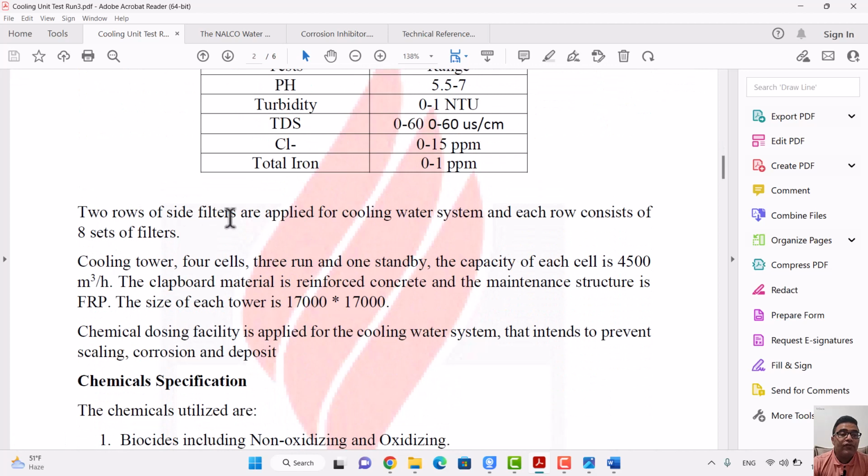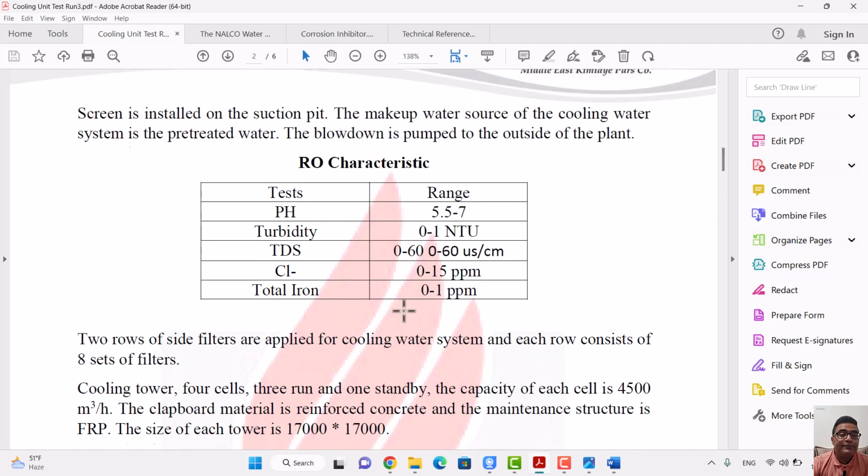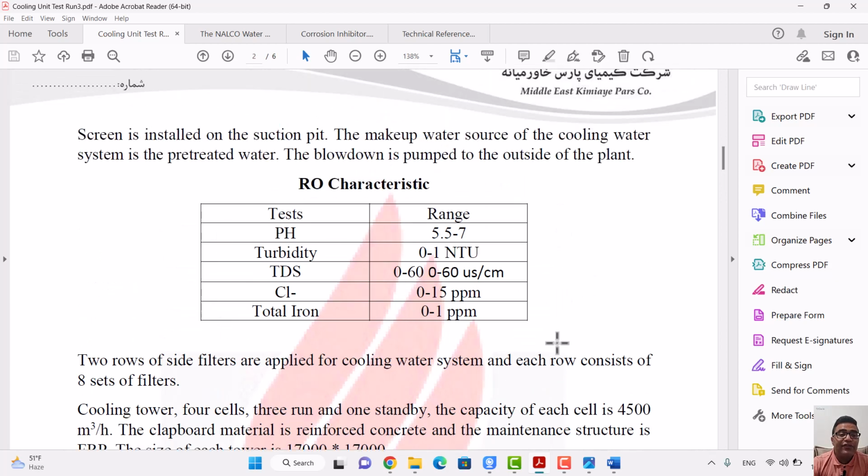Two rows of side filters are applied for the cooling water system, and each row consists of 8 sets of filters. Cooling tower, 4 cells, 3 run and 1 standby. The capacity of each cell is 4,500 cubic meter per hour. And these are the characteristics of RO makeup. Its pH, turbidity, TDS, chloride, and total iron are presented here, as you can see.